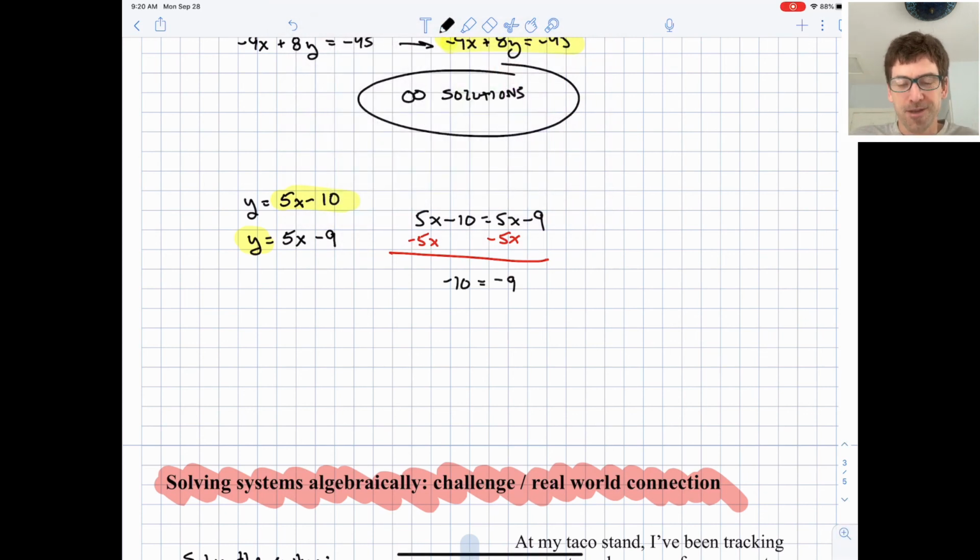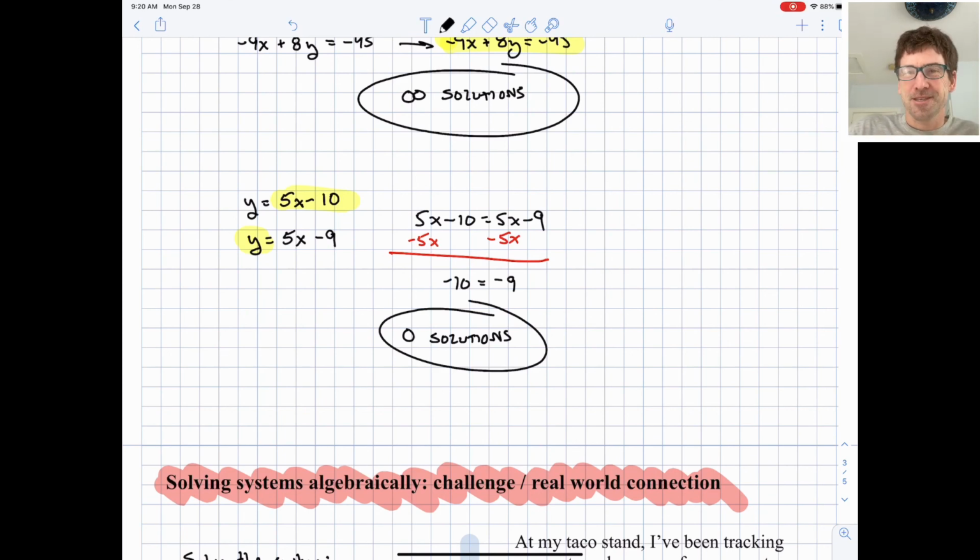I don't know about you, but negative 10 has never and will never be equal to negative 9. It's an impossibility, it's a contradiction. So this system would be called an inconsistent system, meaning it has 0 solutions. All right, we got through it. Good job. That's a good place to stop right there.